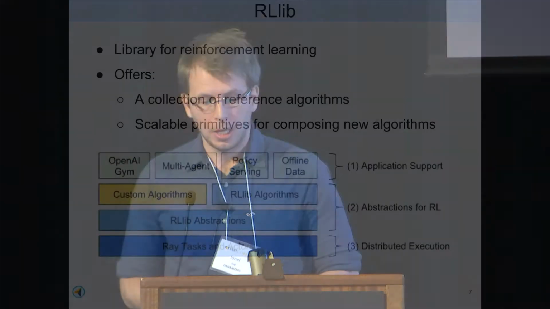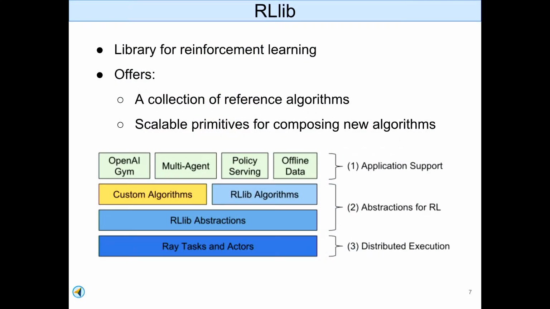Next, we'll have a tutorial on RLlib, which is an open source library for running scalable reinforcement learning algorithms. RLlib offers both a collection of reference reinforcement learning algorithms and also scalable primitives for implementing your own algorithms. As you can see in the figure, RLlib extensively uses Ray and interacts with single or multiple agent environments.